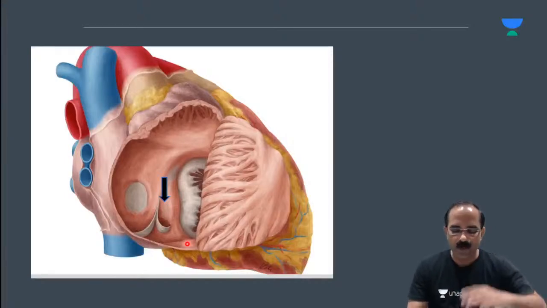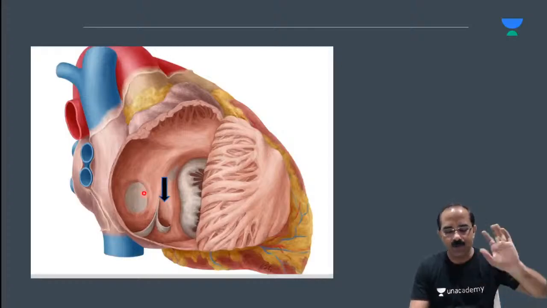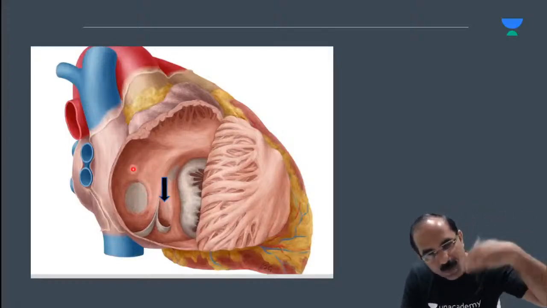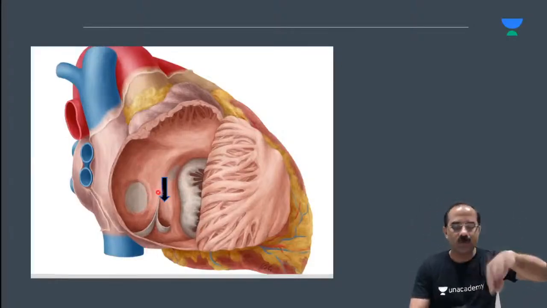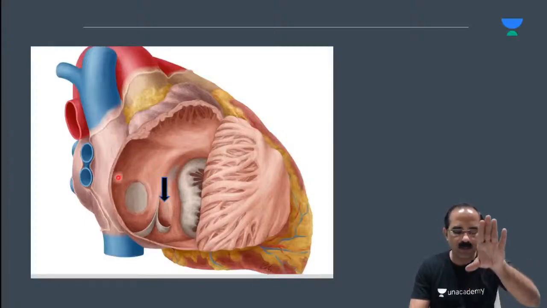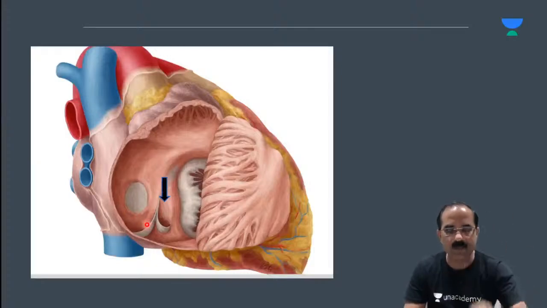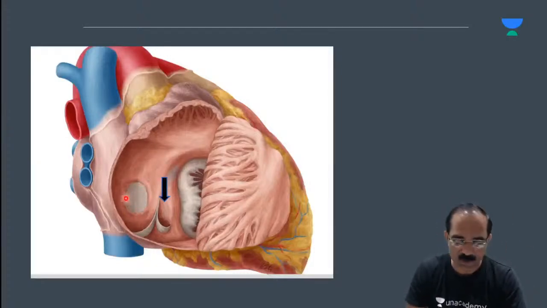Clear? Fine. Now, this is the right atrium, this cavity is the right atrium. Who's on the other side? On that side would be the left atrium. What is this now? This is the interatrial septum. What is this depression known as?